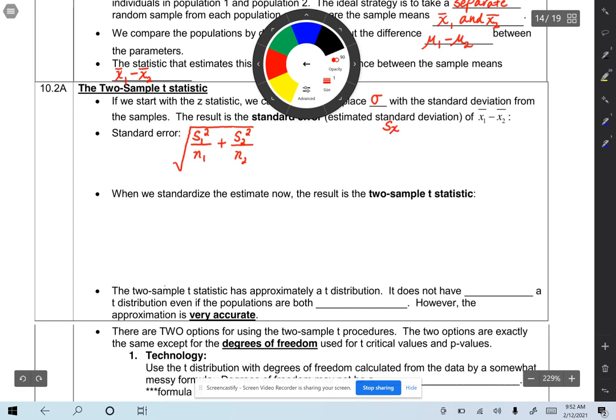So the two-sample t statistic: t is equal to the sample mean of the first minus the sample mean of the second, minus the null, which would be 0, divided by the standard error, the formula that we just wrote.